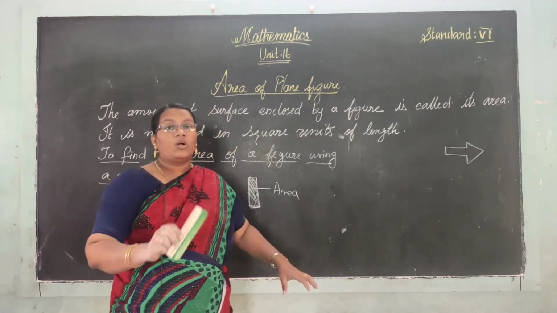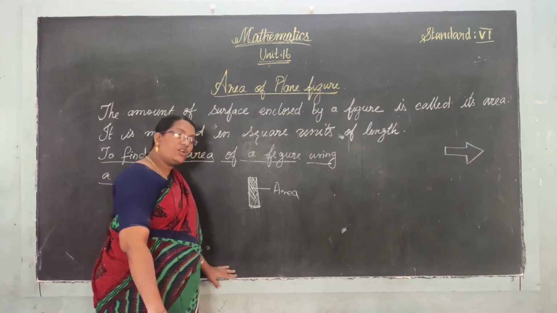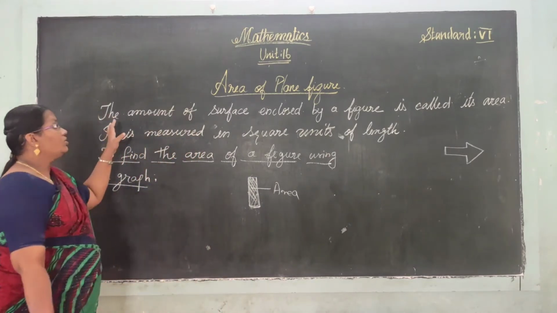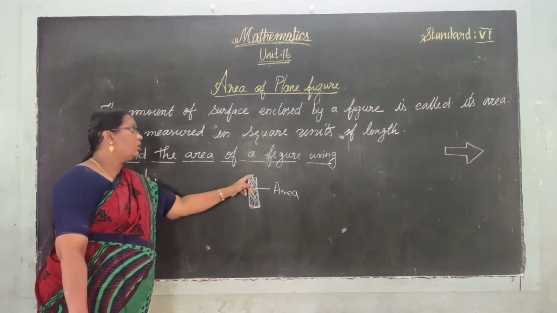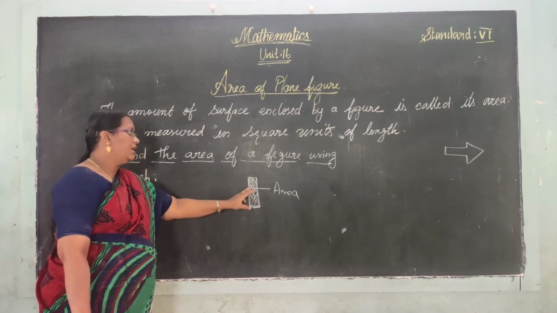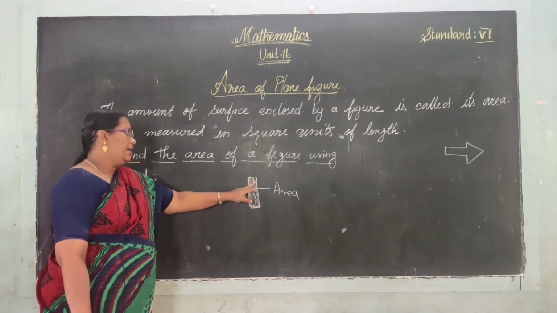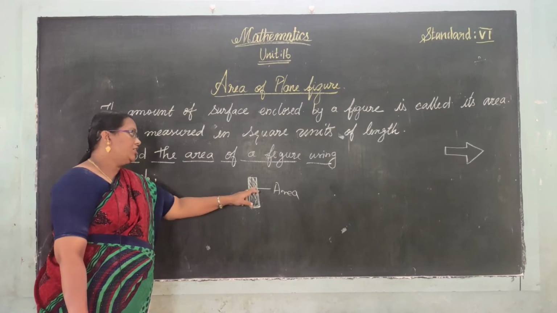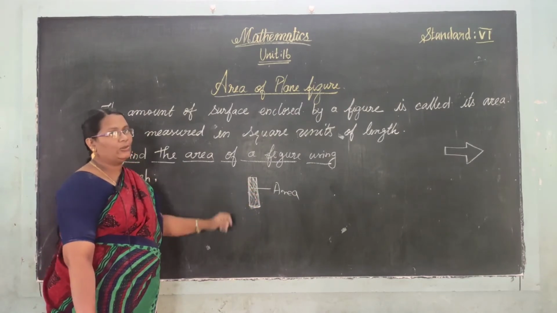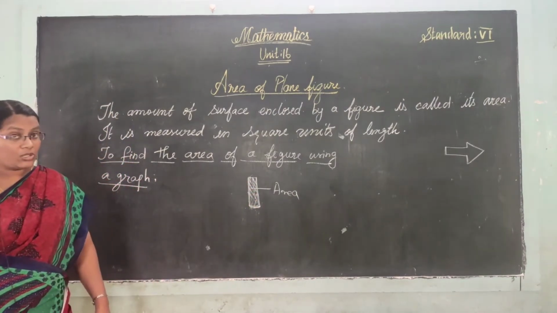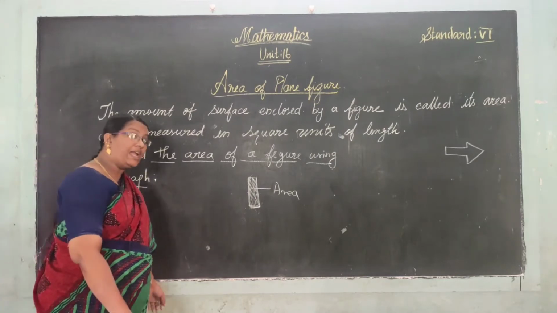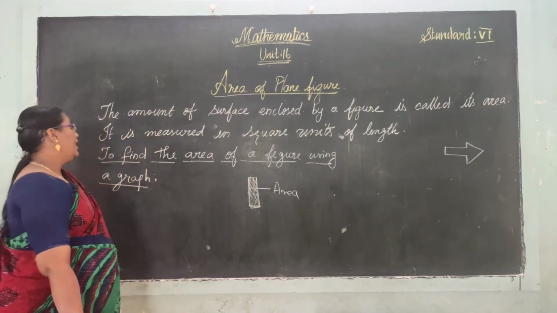That is called the area. So what is the definition of area? The amount of surface enclosed by the figure. This is called the area. It is measured by square units. Area is measured by square units. Perimeter is measured by units. Okay, right.